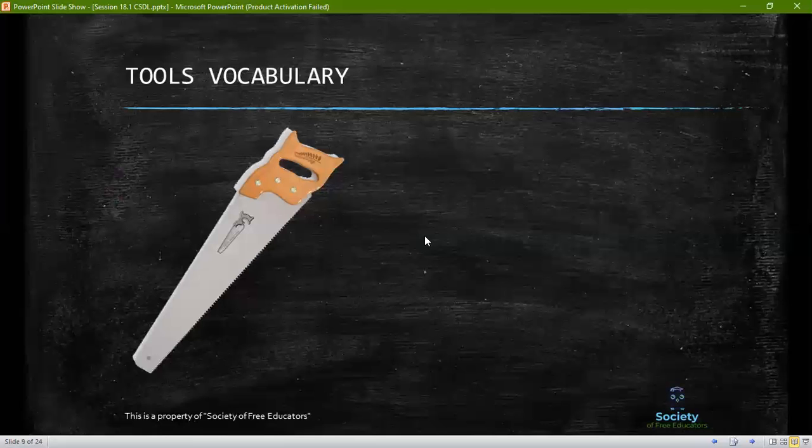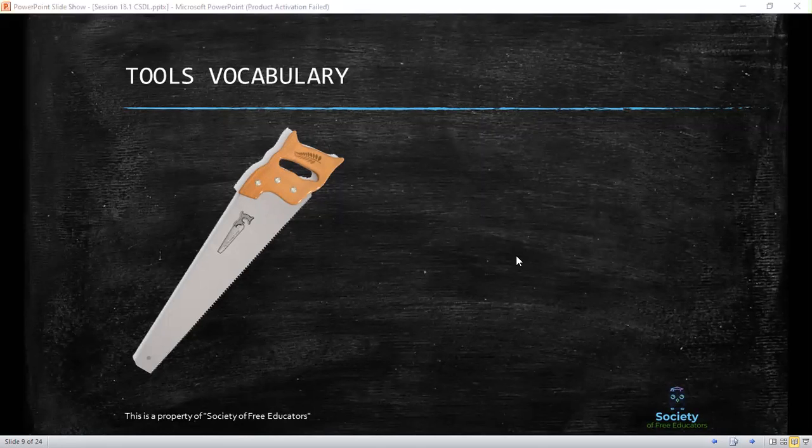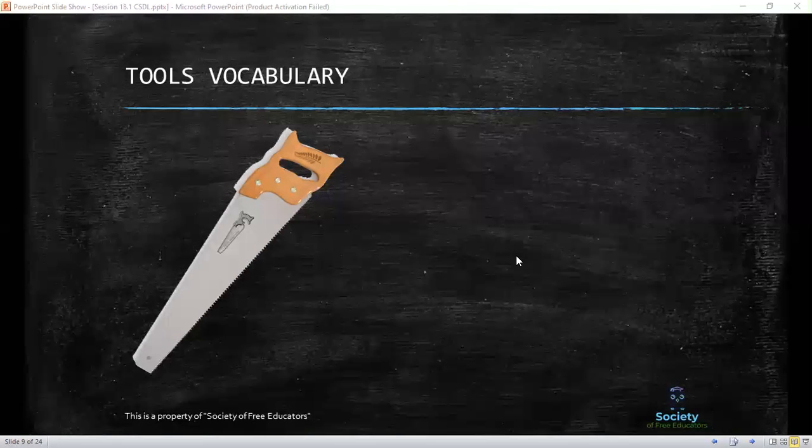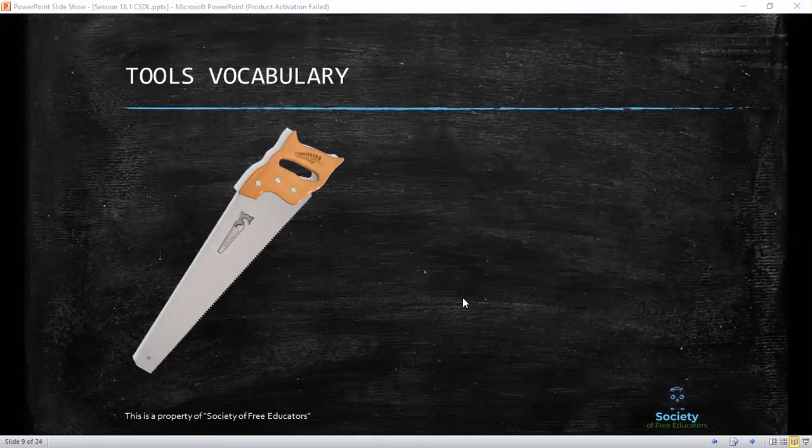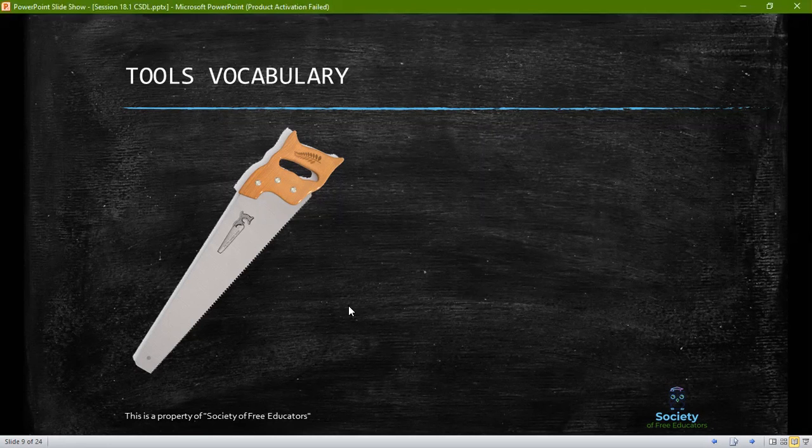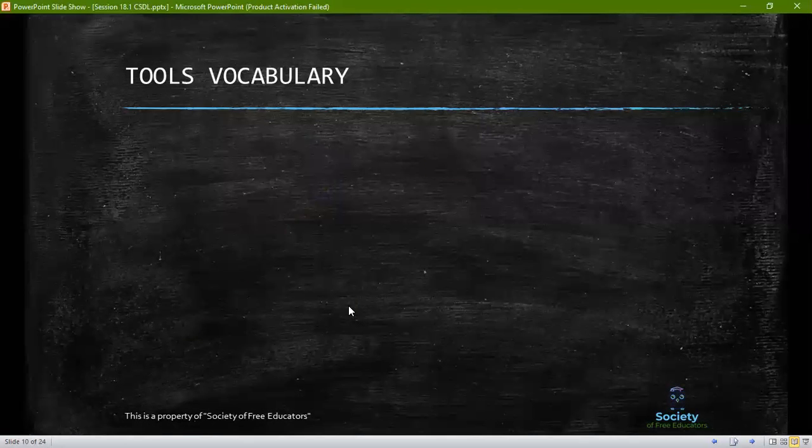And which one is this one? I hope everyone knows it. Who will say? In Urdu, this is called aari. What is it called in English? It's a handsaw. It's a handsaw. Very good. It's a handsaw.